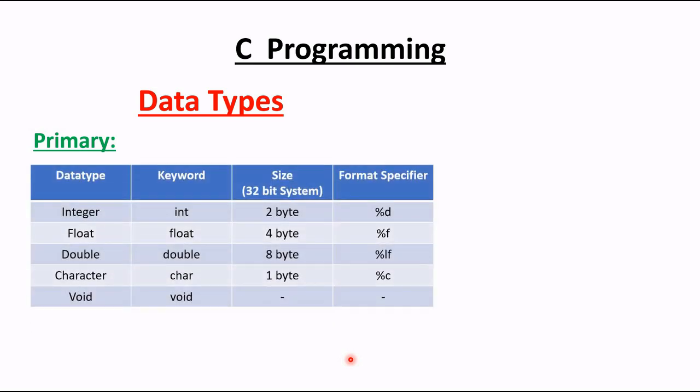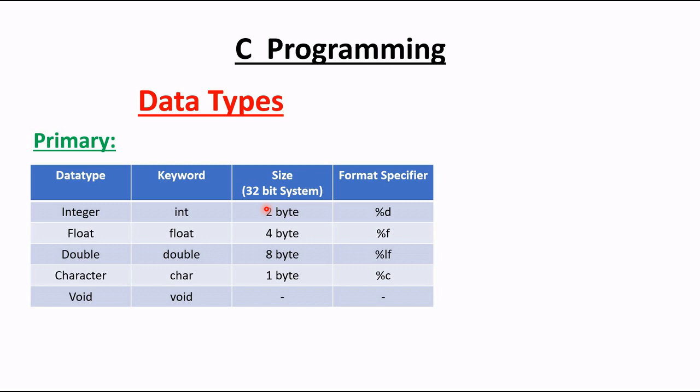There is a table given over there. These are the list of primary data types that are available in C language. So here the first one is integer. So what is integer? Integer means all the integer type values, like 1, 2, 3, 100, 1000, 2000, 5000, 1 lakh. These are the integer type of data type. So we all know these are integers, so the keyword will be int.